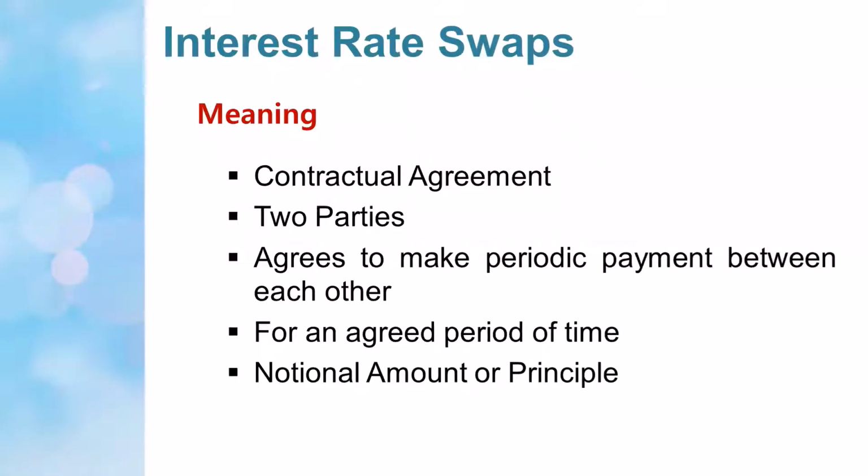As I always put, when you join all these points, you will get what an interest rate swap is. So an interest rate swap is a contractual agreement between two parties having opposite expectations regarding the outcome of an event. Right? It's a contractual agreement between two parties where both of them agree to make periodic payments to each other. It's not one way, like we say in a forward contract. Both of them agree to make payment to each other for an agreed period of time.